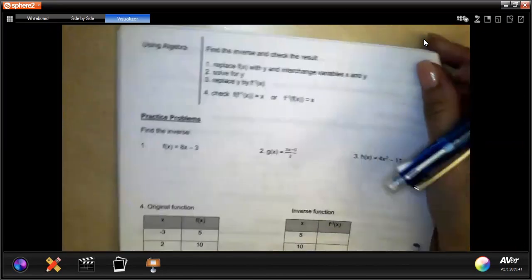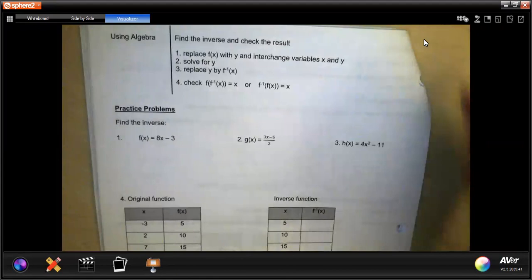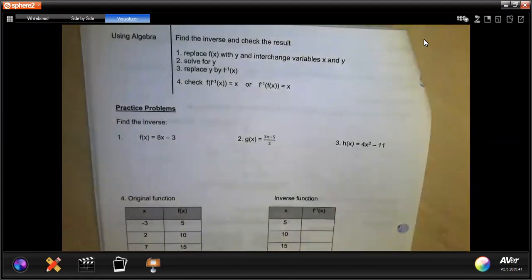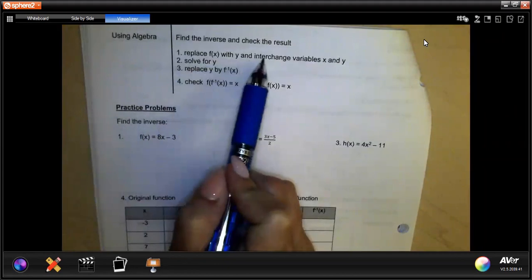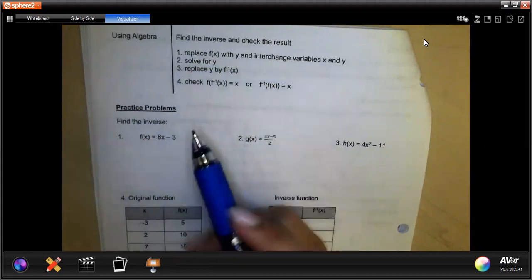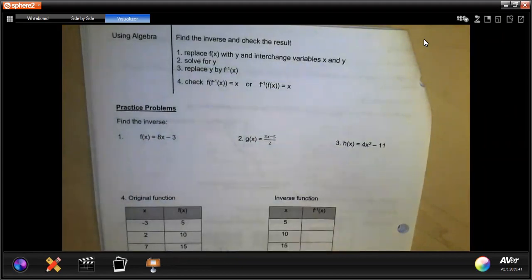All right, so the one that takes more math than tables and graphs is the equation using the algebra. It tells us here to find the inverse and check the result. We replace f of x with y, and we interchange the variables x and y. So just like we did on the table, we switch that x and y. Then we solve for y, and we replace the y with f of -1 of x for the correct notation.